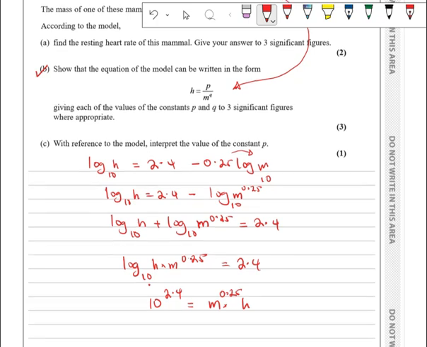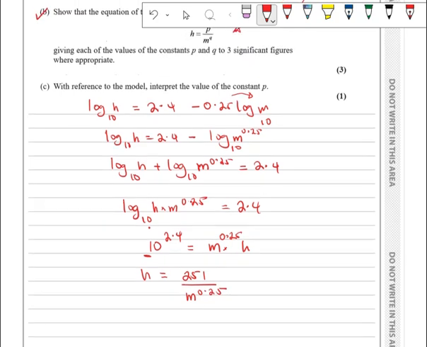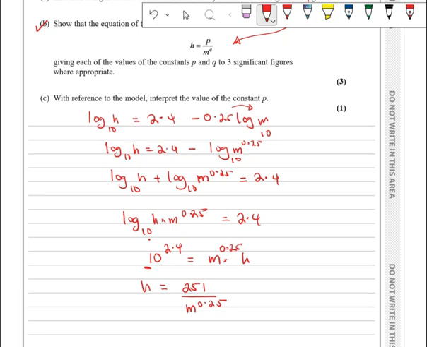So make h the subject because that's what we're looking for. So you see that your h is equal to, when you press the calculator for this value and round it to 3 significant figures, you're going to end up with 251 over m to the power of 0.25. That's your answer.